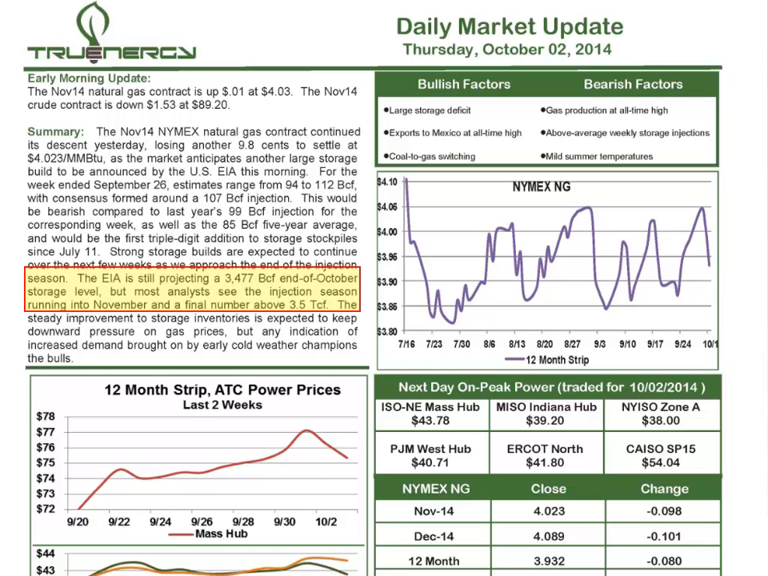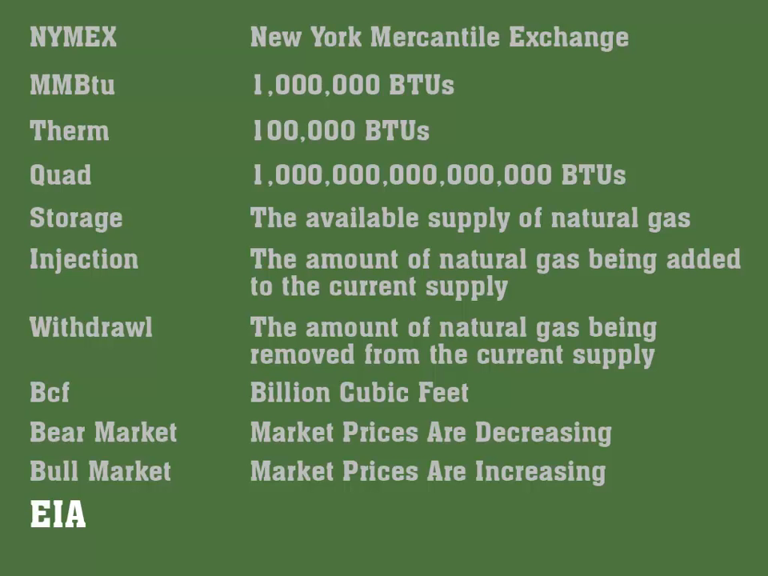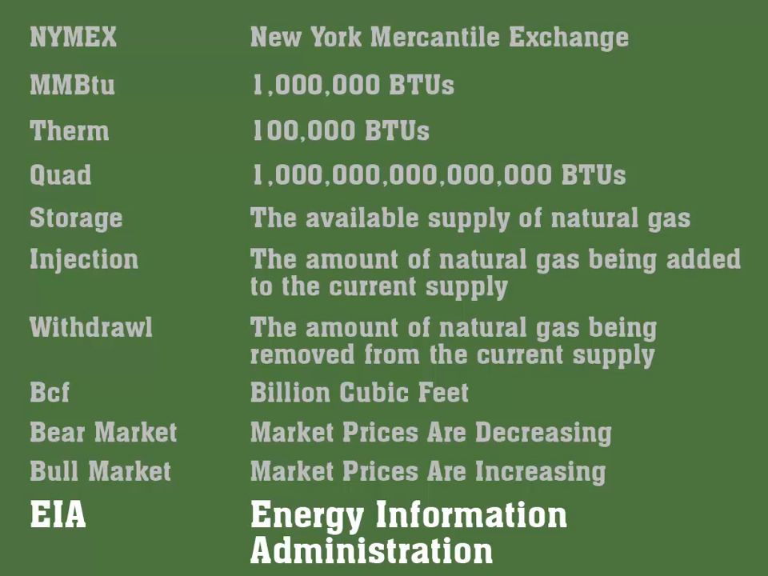However, most analysts predict that they're still going to be injecting or adding to the supply even into November, and that by the time it's all said and done, they're going to be at about 3.5 TCF, or 3.5 trillion cubic feet. But this does still leave us with one question. What is the EIA? This is a term that we saw earlier. The EIA is the Energy Information Administration. They deal with all the oversight of the energy matters throughout the United States.